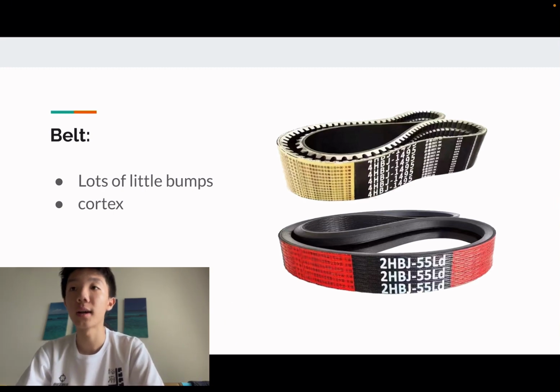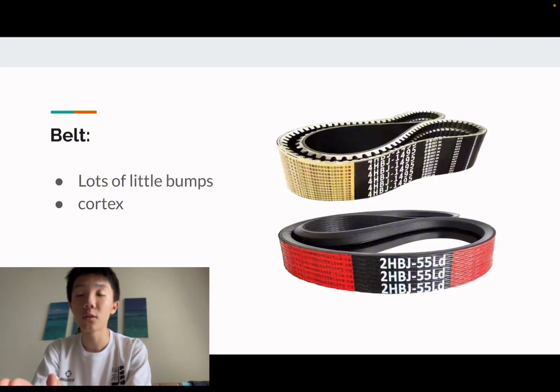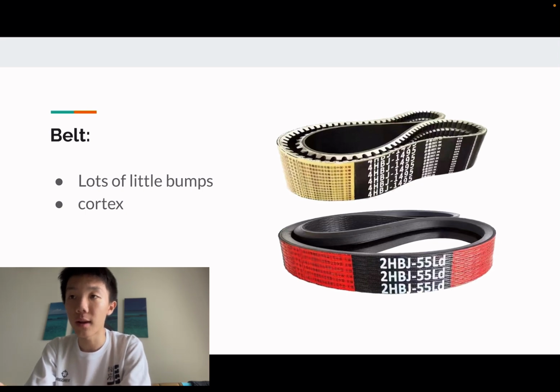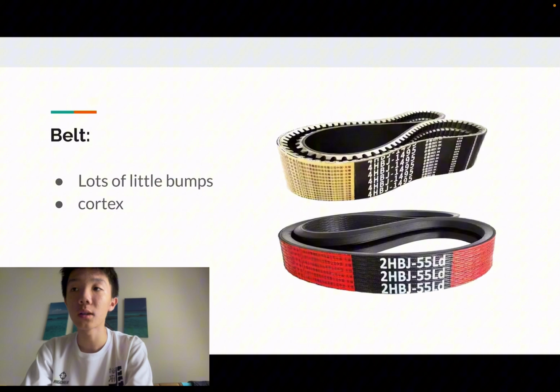First, let us look at the yellow one on the top. There are a lot of bumps on the inside surface. These bumps have the duty to match with the pulleys that transmit power. Now we look at the red one on the bottom. We then realize that there is a valley in the center of the inside surface. This valley allows the pulley to fit in order to transmit power.